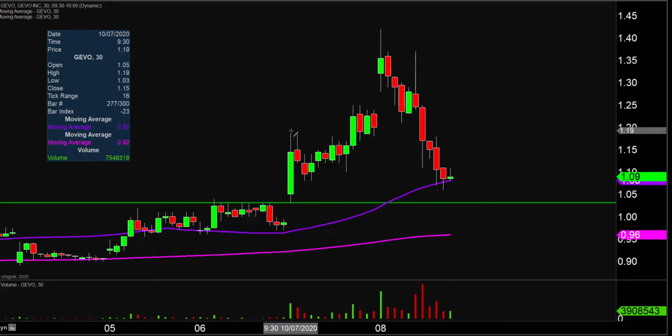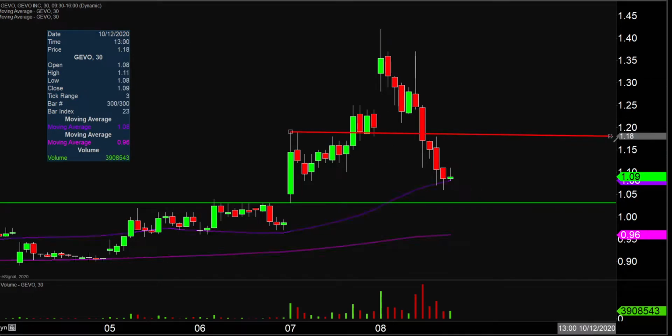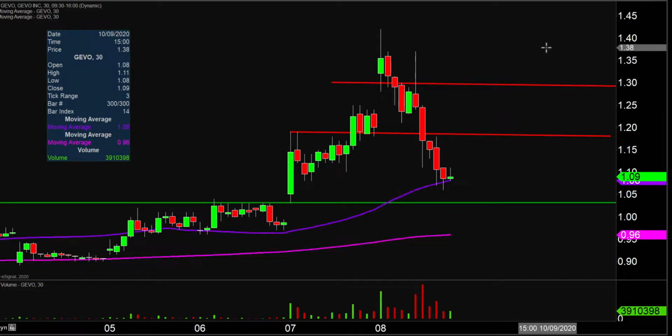If the price does try to bounce, first key level of resistance to watch right there at $1.18. And then after $1.18, next key level up there right around the $1.30 mark. But as of now, things are looking pretty shaky, but we'll see if the price can try to get things turned around.